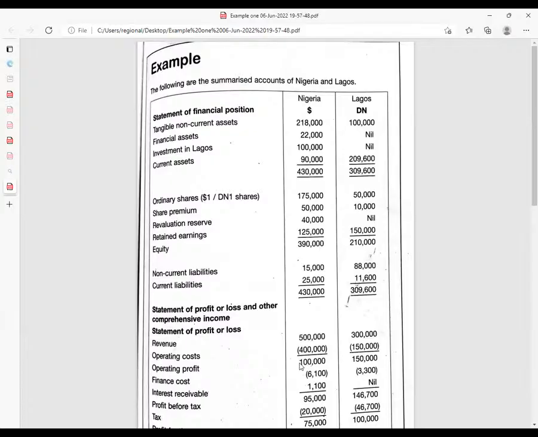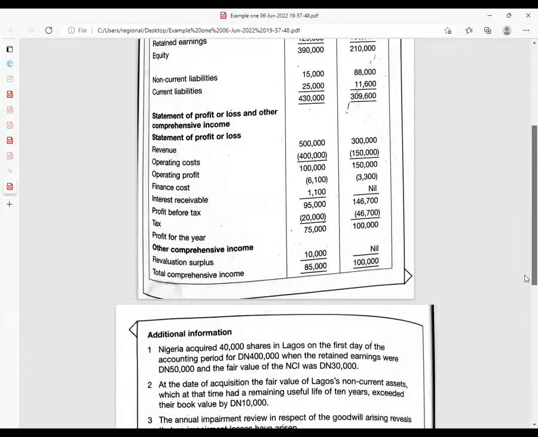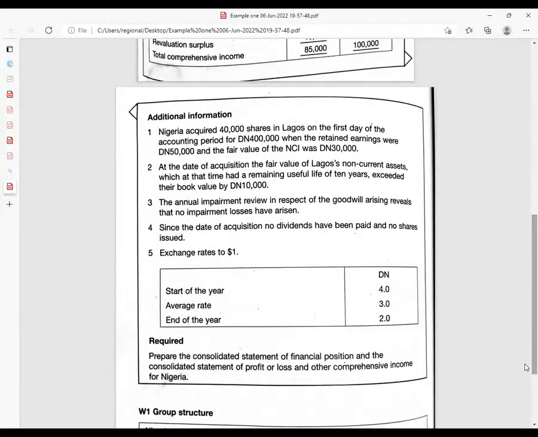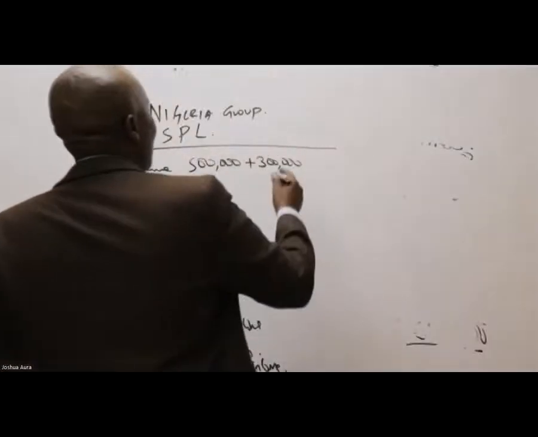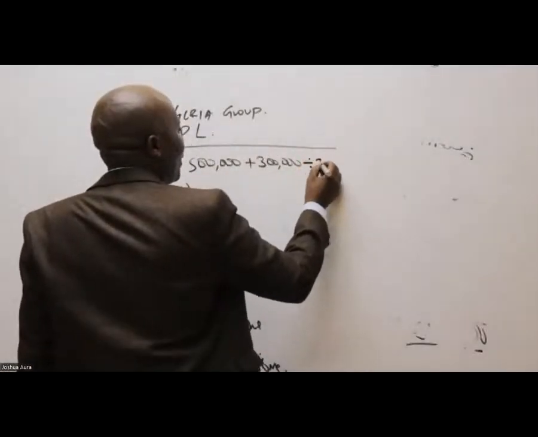So how do I exchange this 300,000 to dollars? Which rate should I use? When we started, I gave you the procedure. Which rate should I use, ladies and gentlemen? Average rate. Do you remember that? For income statement, it's always average rate, divided by 3. So divide this by 3.